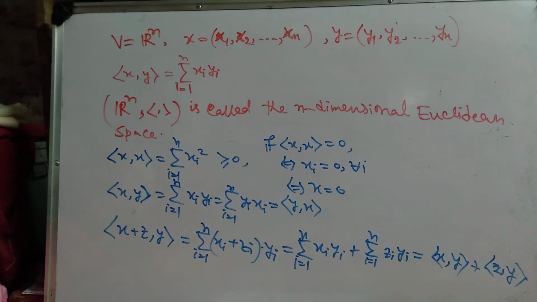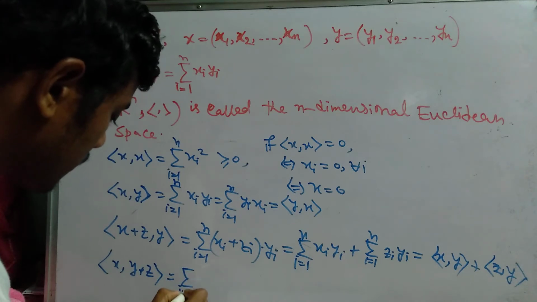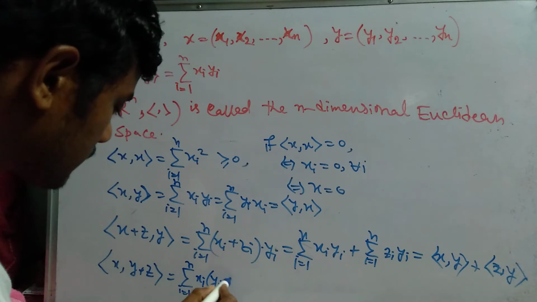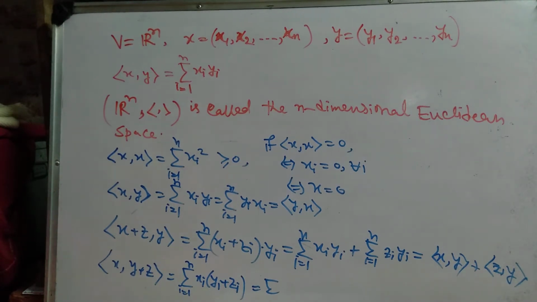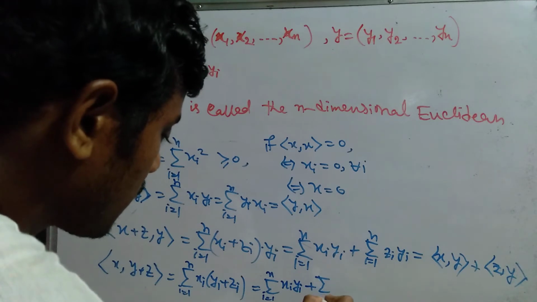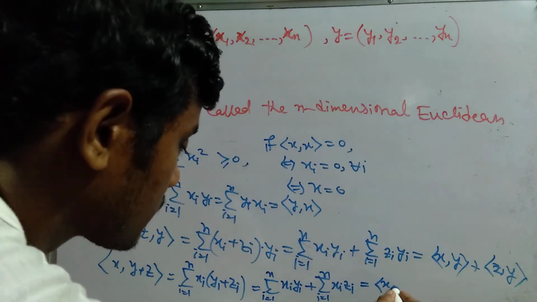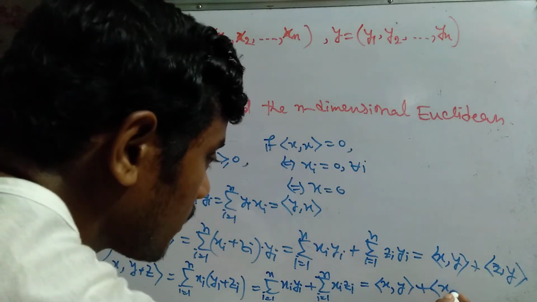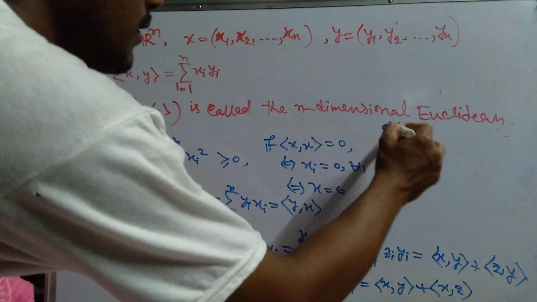Next, in a similar way, x inner product (y plus z) equals summation i equal to 1 to n of xi (yi plus zi), which equals summation of xi yi plus summation of xi zi, which equals x inner product y plus x inner product z. So in this way we proved all.